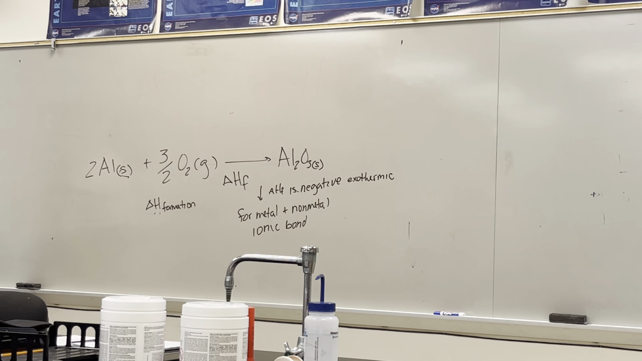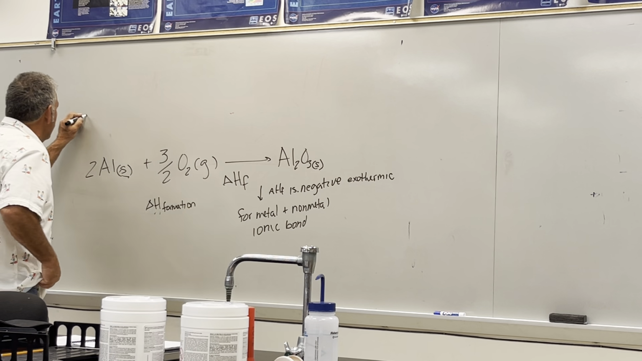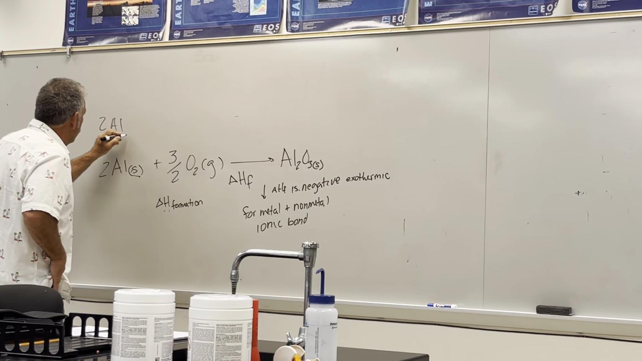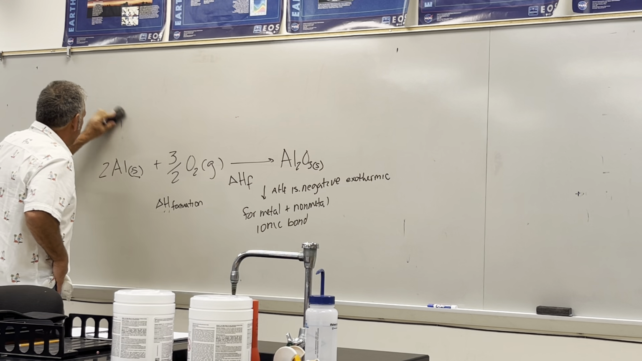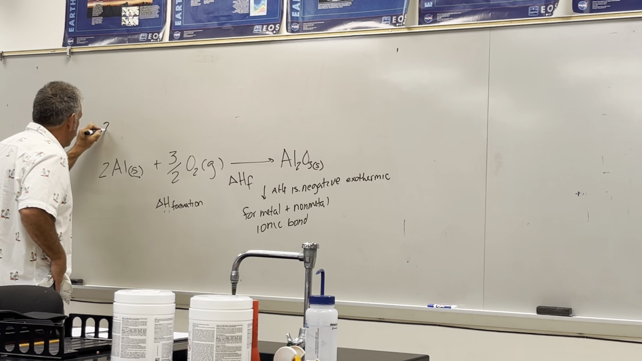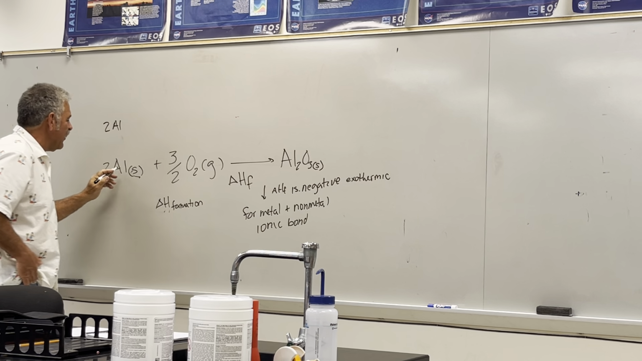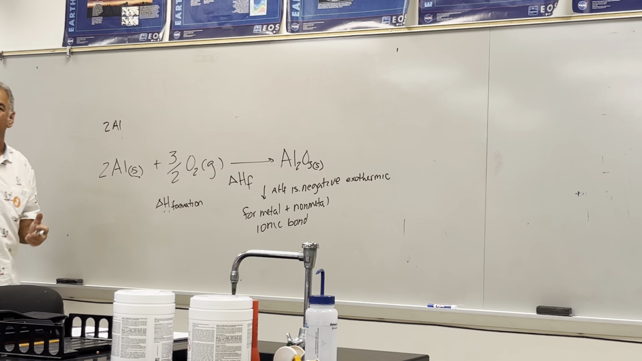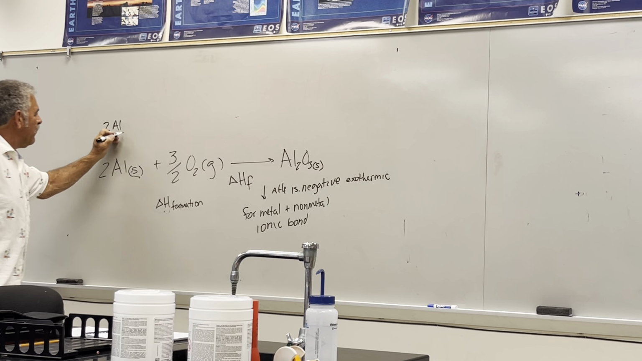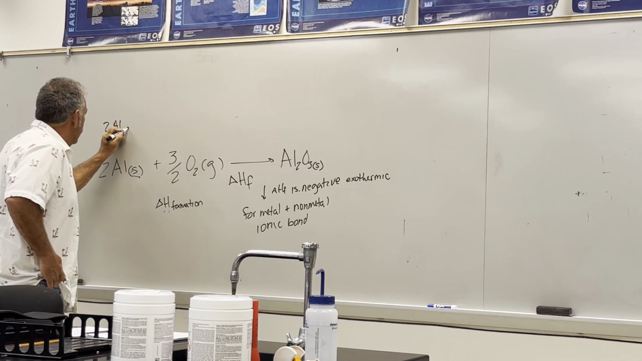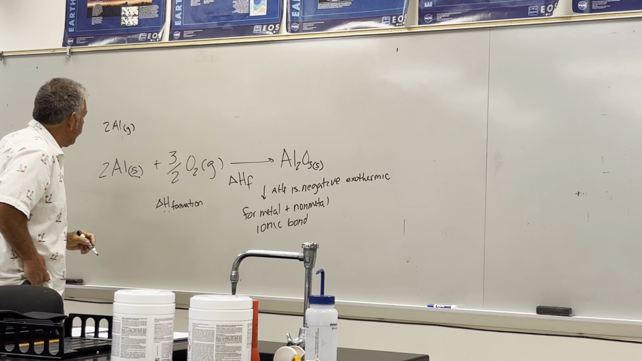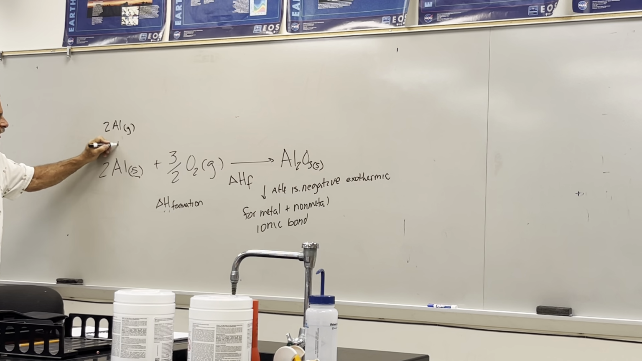We want it in the gaseous state. What we do then is we say 2Al, right? Because it's going to take two aluminums to do this. So for this process, we want to go to 2 aluminum gas. All right, so that's the step we're looking at.